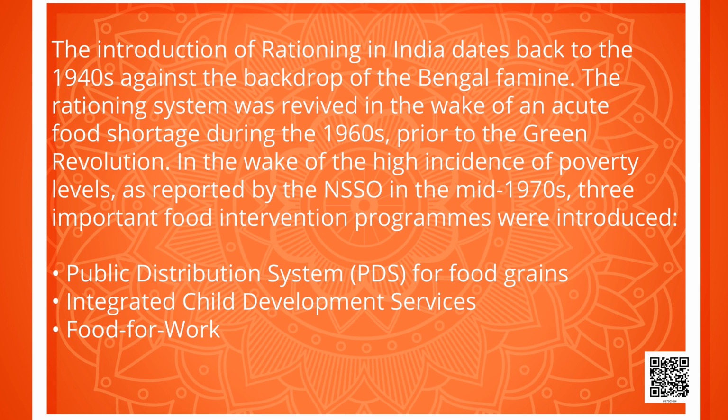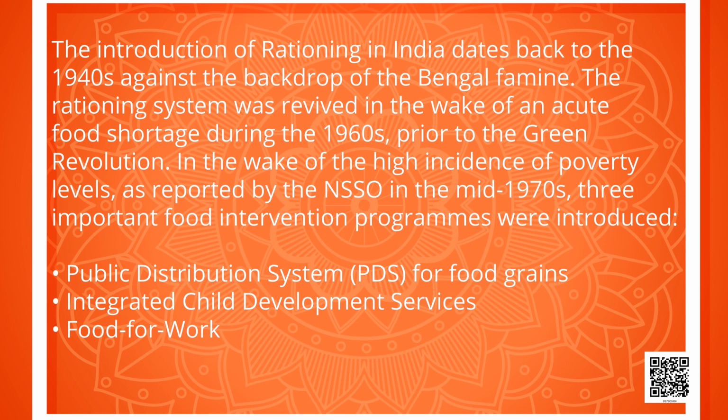The rationing system was revived in the wake of an acute food shortage during the 1960s prior to the Green Revolution. In the wake of the high incidence of poverty levels as reported by the NSSO in the mid-1970s, 3 important food intervention programs were introduced. Public distribution system for food grains, integrated child development services, and food for work.